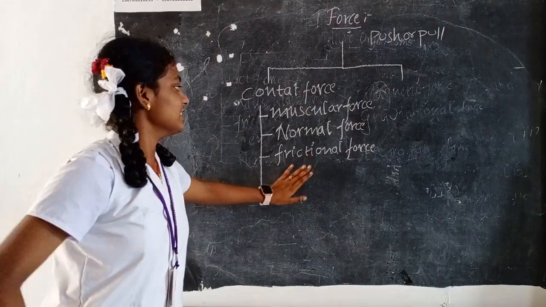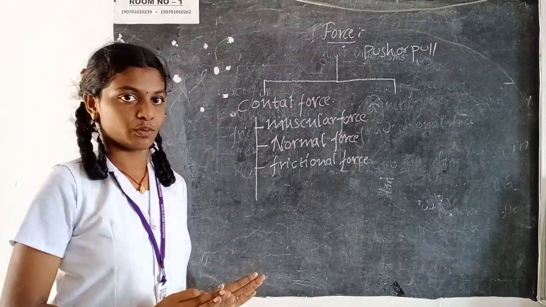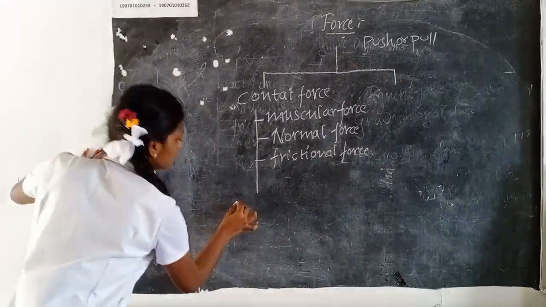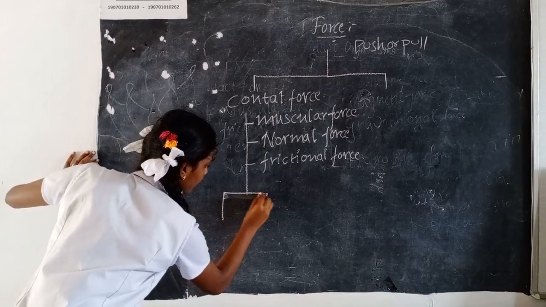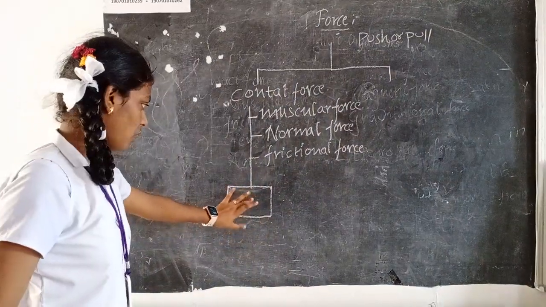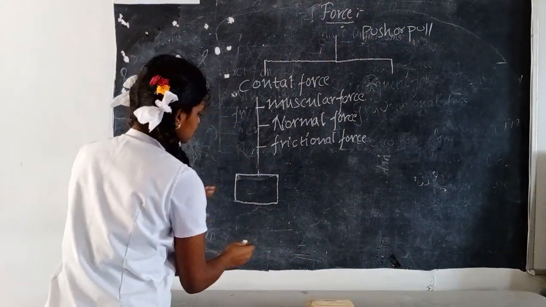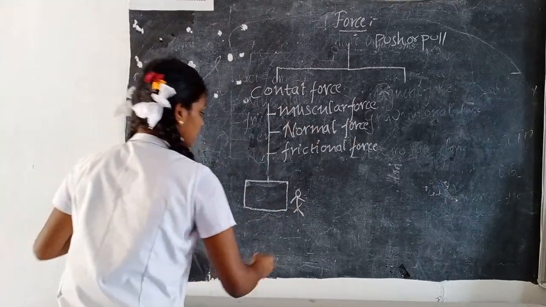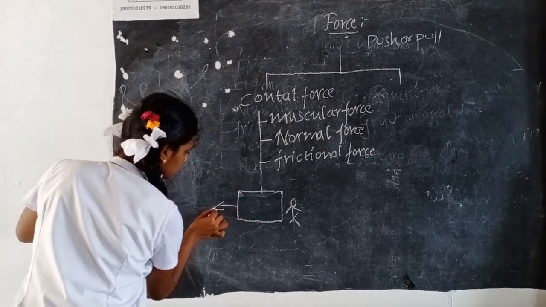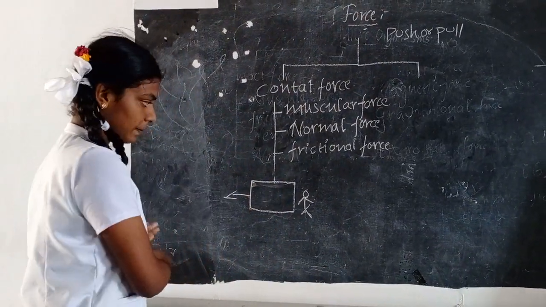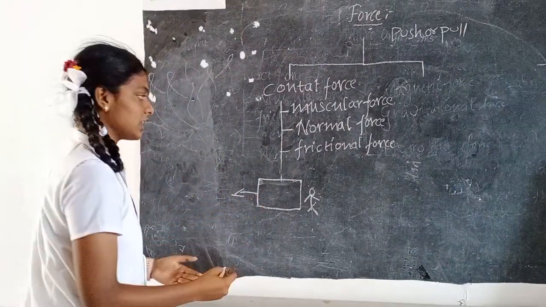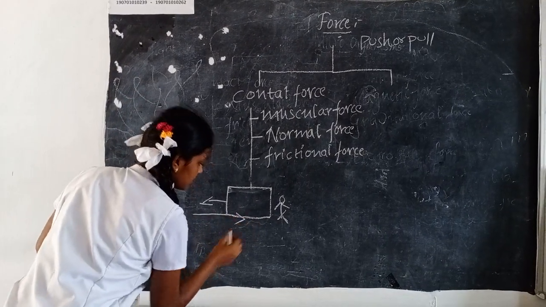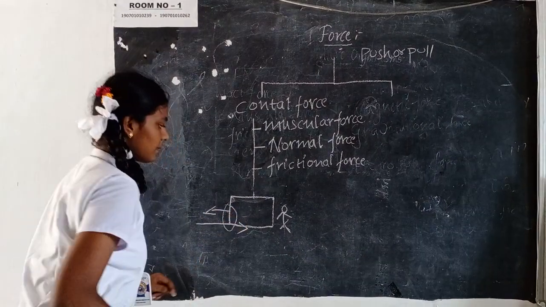Frictional force. It is a very interesting topic. Let us see what is a frictional force. Frictional force is a force which opposes the relative motion of an object. Let us see. Assume that this is a box. A boy is pushing the box from the left side to the right side. So the relative motion is toward the right. Friction is a force which opposes that, so friction acts from right to left. This is called frictional force.